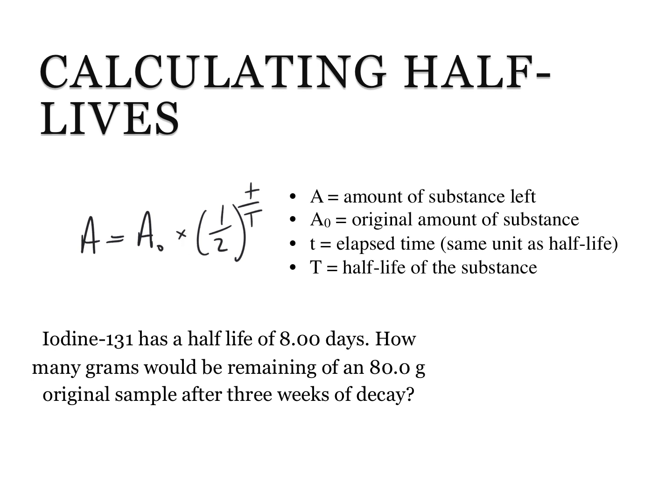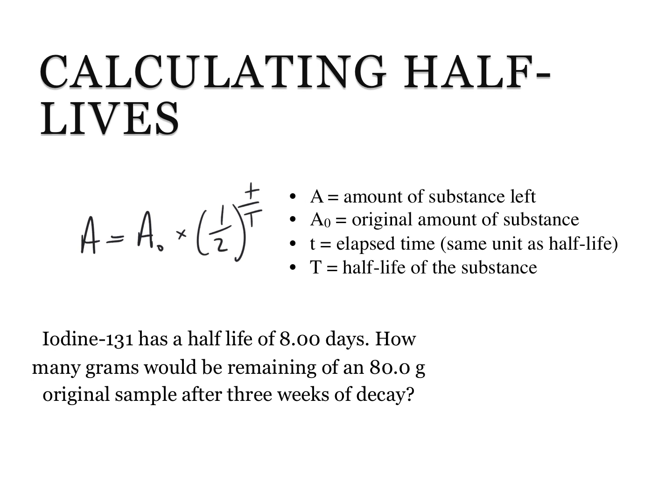You multiply that by 1/2, and that 1/2 is raised to the T over big T power. So you need to know the time elapsed, in the same unit that the half-life is, divided by the half-life of the substance. The known value for big T is the half-life. And you multiply those together and you can solve for A, the amount of substance. So let's put this into practice.